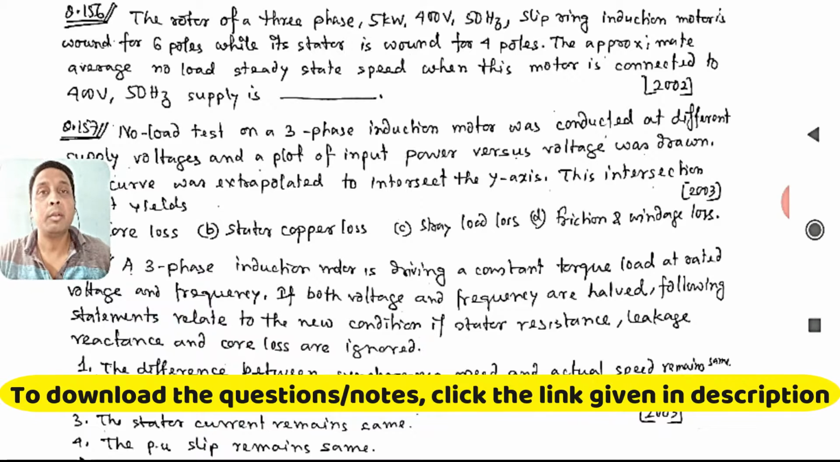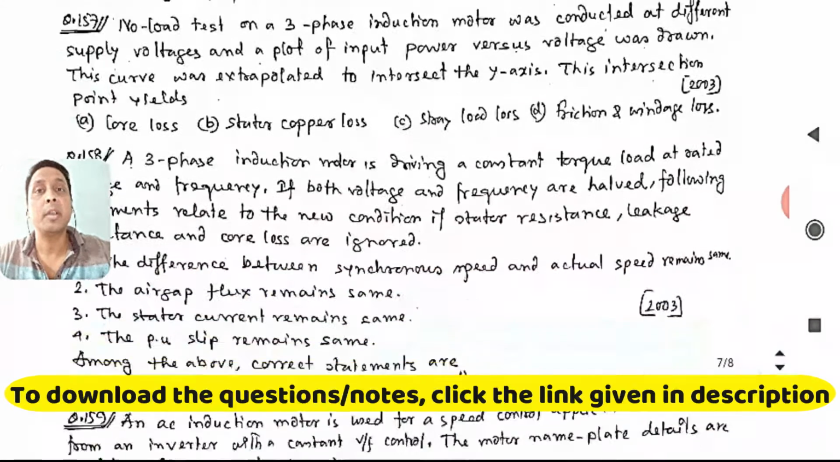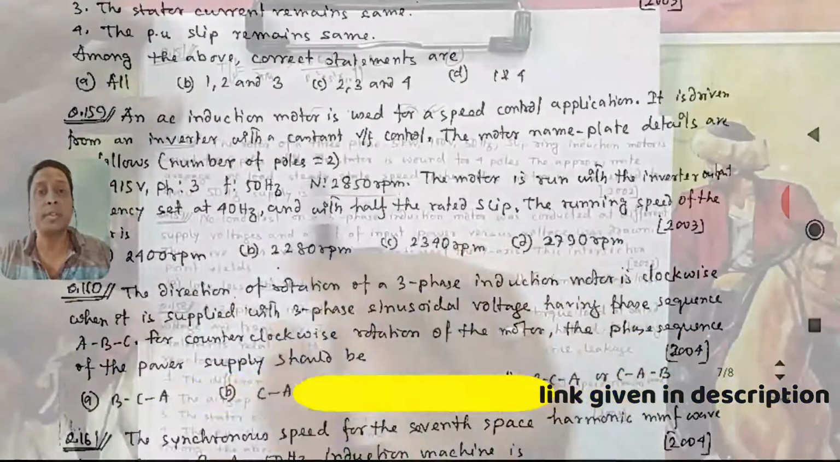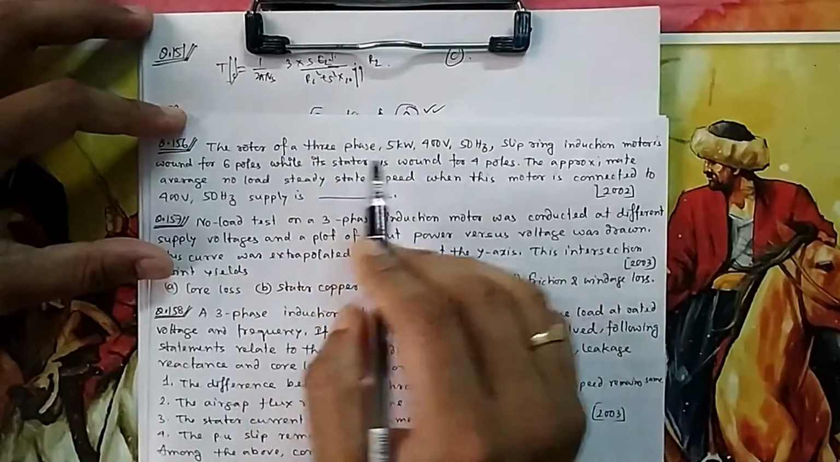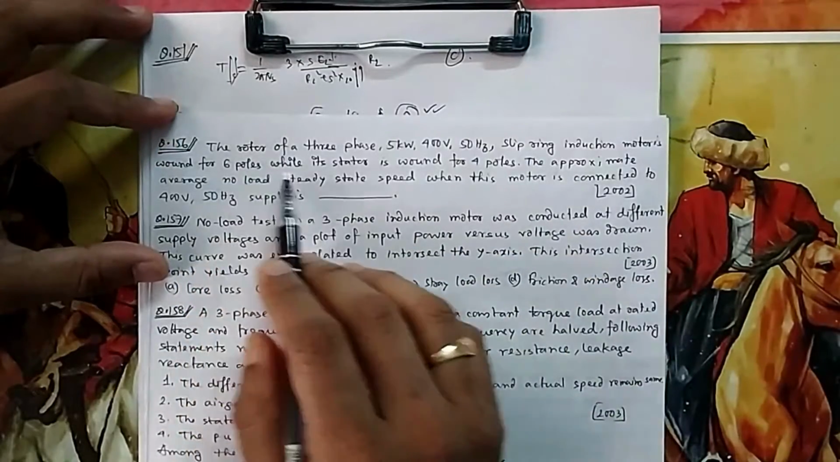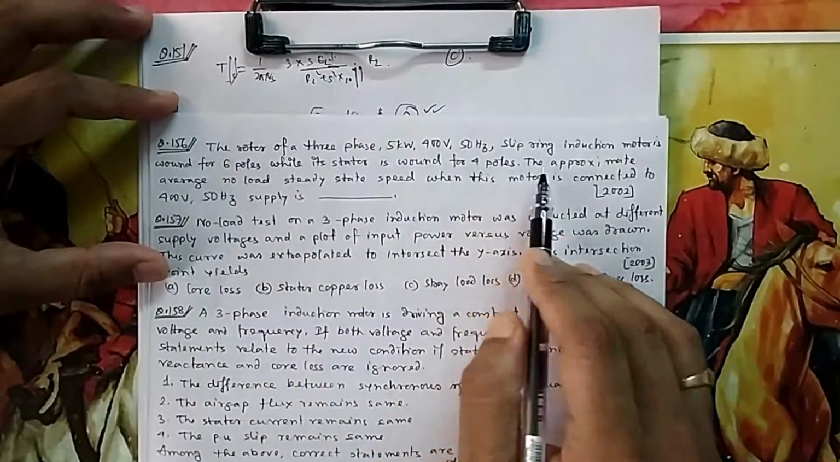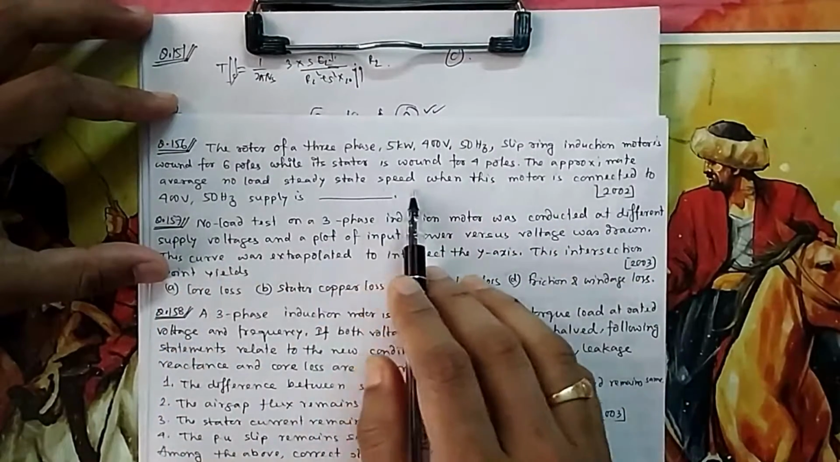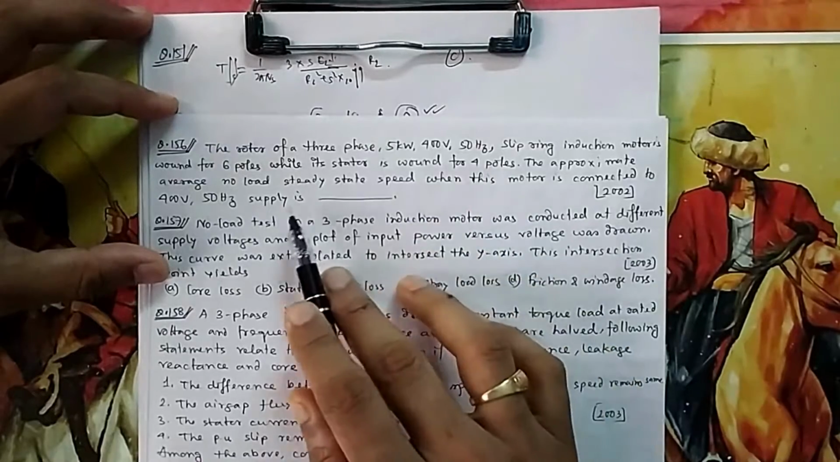So again we will be solving 5 questions starting from question number 156 to question number 160. Okay, then let's try to solve these 5 questions. In 156, the rotor of a 3-phase 5 kilowatt 400 volt 50 hertz slip ring induction motor is wound for 6 poles while its stator is wound for 4 poles. The approximate average no load speed at steady state when the motor is connected to this.